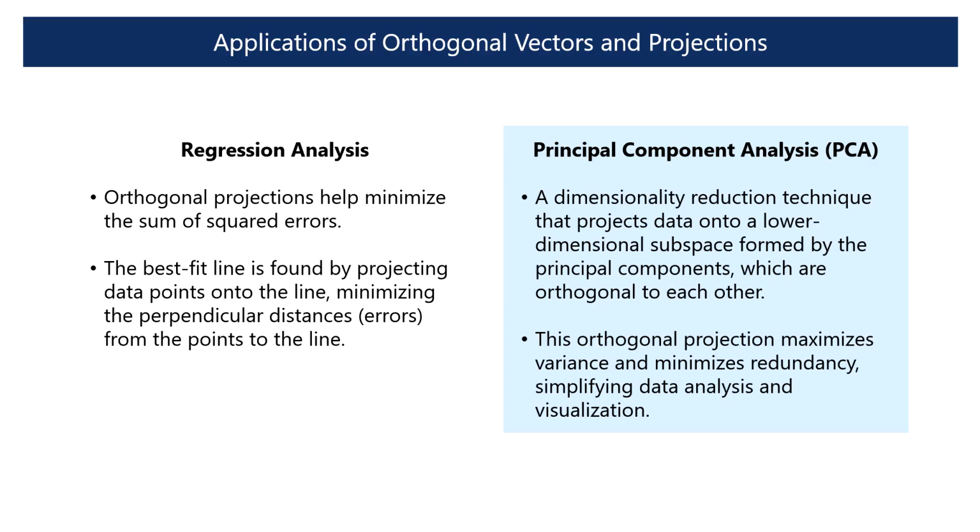Principal component analysis is a dimensionality reduction technique that projects data onto a lower dimensional subspace formed by the principal components, which are orthogonal to each other. This orthogonal projection maximizes variance and minimizes redundancy, simplifying data analysis and visualization.